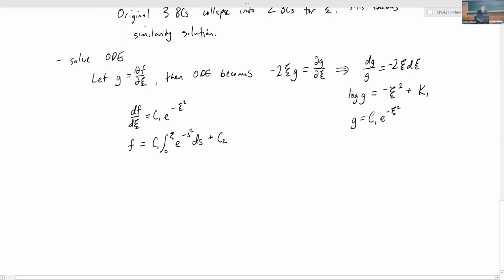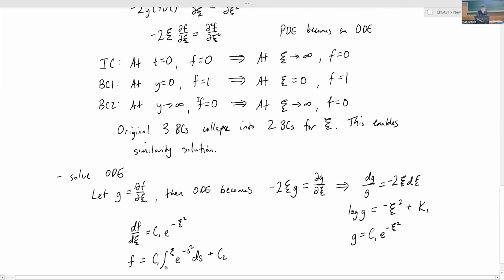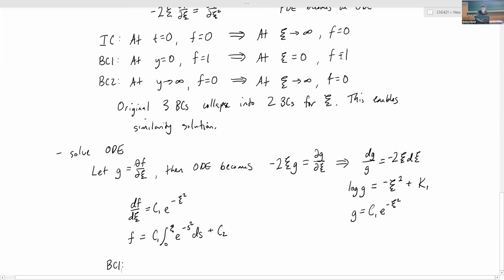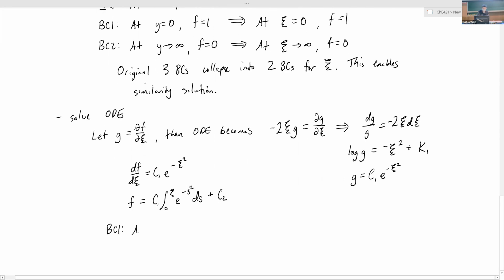All right, now we need to apply the boundary conditions. It looks a little hairy, but it should be essentially the same as what we had before. Boundary condition 1 was that at c equals 0, f is equal to 1. And so what that implies, let me go ahead and write again, at c equals 0, f is equal to 1, so we have 1 is equal to, if we plug in c equals 0 here, this integral is 0, because it goes from 0 to 0. And so then we just have c2. Right?